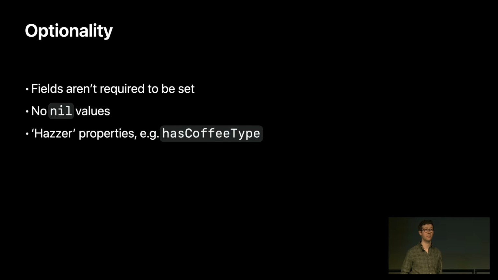One difference between Swift and Protobuf worth mentioning is optionality. Fields aren't required to be explicitly set, and there's no nil value per se. Instead, generated code for each field will have a so-called has-r property, allowing you to check whether a value was set explicitly. If no value was set, then reading from it will result in a default value: 0 for numbers, false for booleans, and empty for strings and collections.